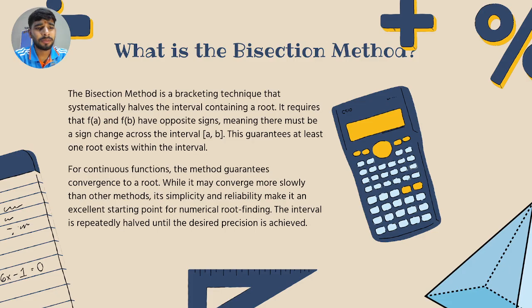Now, what is the bisection method? The bisection method is a technique that systematically halves the interval containing a root. It requires two values, f of a and f of b, with opposite signs, meaning there must be a sign change across the interval a, b. This guarantees at least one root exists within the interval. For a continuous function, the method guarantees convergence to a root. It may converge more slowly than other methods, but it's simple and reliable, making it an excellent starting point for numerical root finding. The interval is repeatedly halved until the desired precision is achieved.